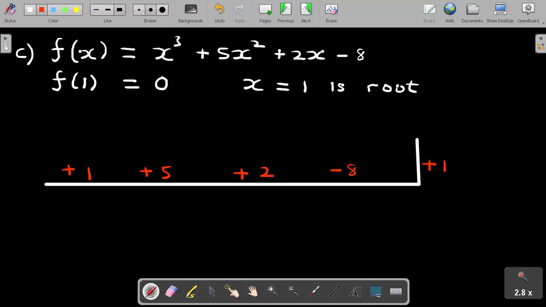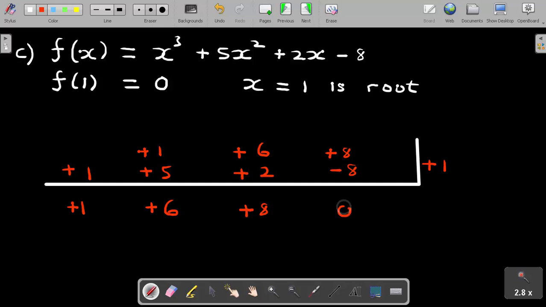Okay, so we said the first one, bring the weight. This is positive 1, write it the way it is, that is 1. Now 1 times 1, I get 1, so I add it here. I say plus 1 here. 1 plus 5, I get positive 6. Now I'm going to say 6 multiplied by 1, I get 6, so I add 6 here now. Then 6 plus 2, I get positive 8. 8 times 1, I get positive 8 here, so I add it here now. Positive 8 plus negative 8, I get 0.